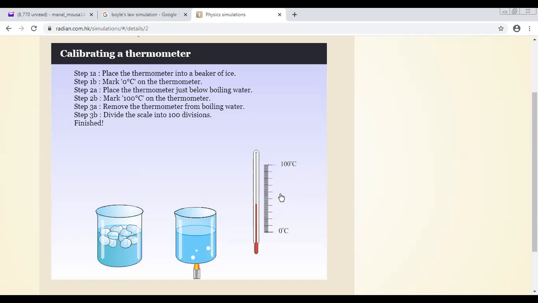The idea can be extended to produce a temperature scale going above 100 and below 0 Celsius. So this is the way to calibrate the temperature of a thermometer. Return back to our slides.